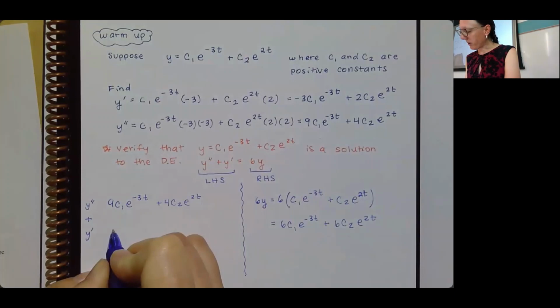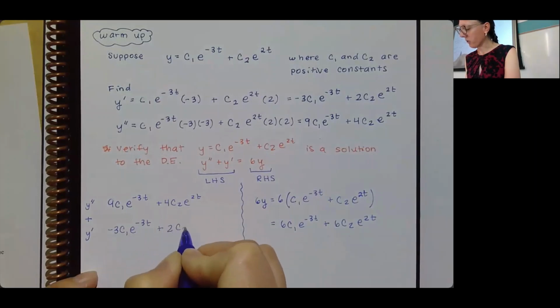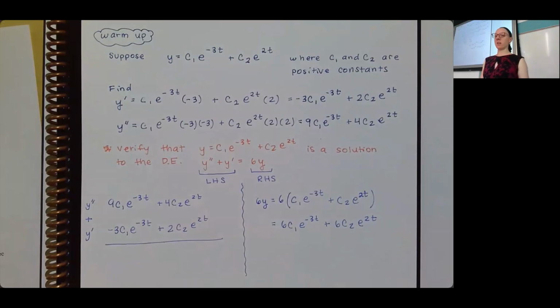Y prime is negative 3 c1 e to the negative 3t plus 2 c2 e to the 2t. Now, when I add these two things up, I can only add the e to the somethings that match. So that's kind of why I stacked them like this.